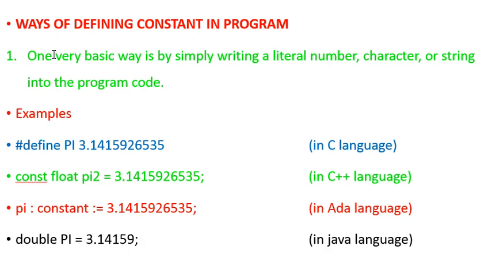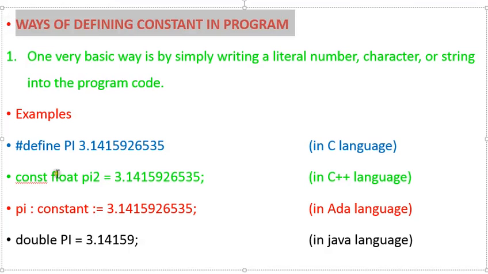So what are the ways of defining a constant in a program? How do we define constants? For us to define a constant, there is a very basic way that is used for writing a literal number or writing a character or a string into the program directly.